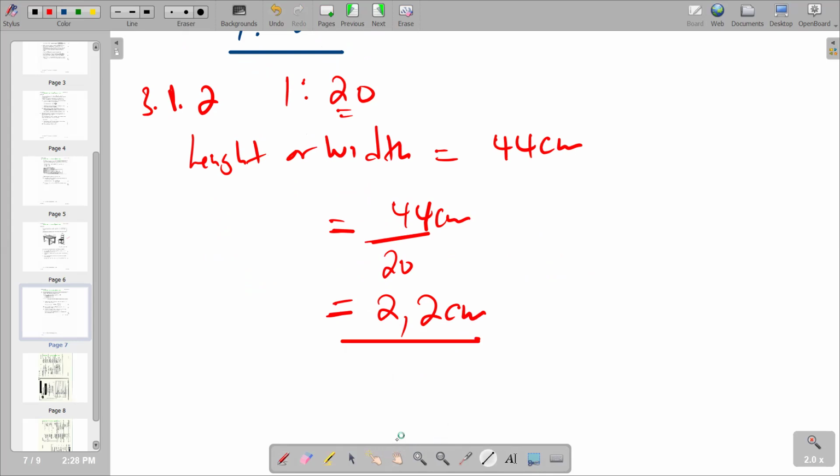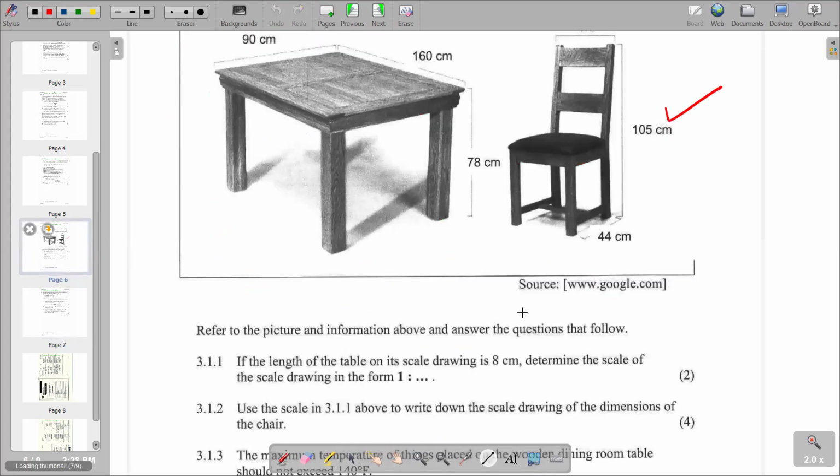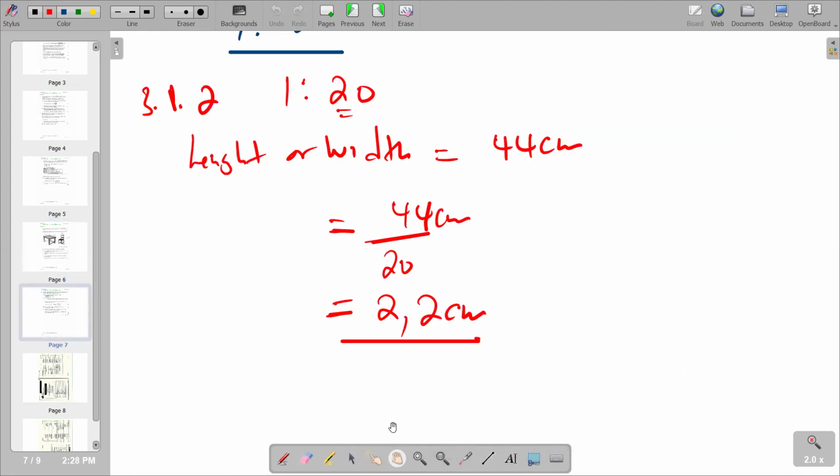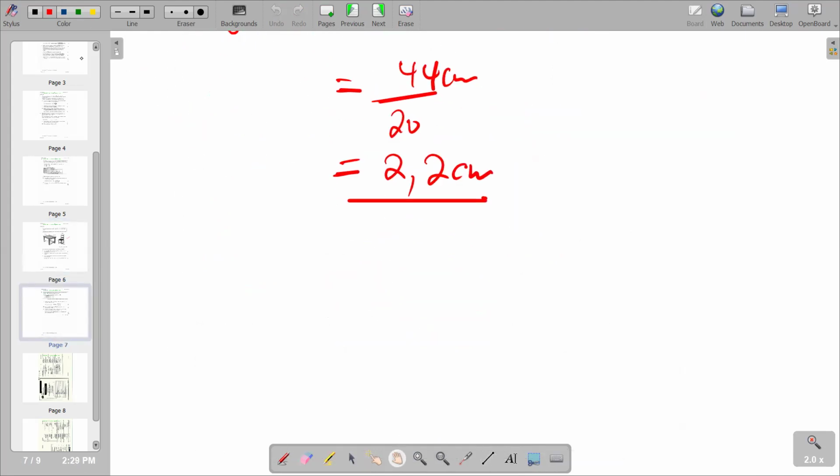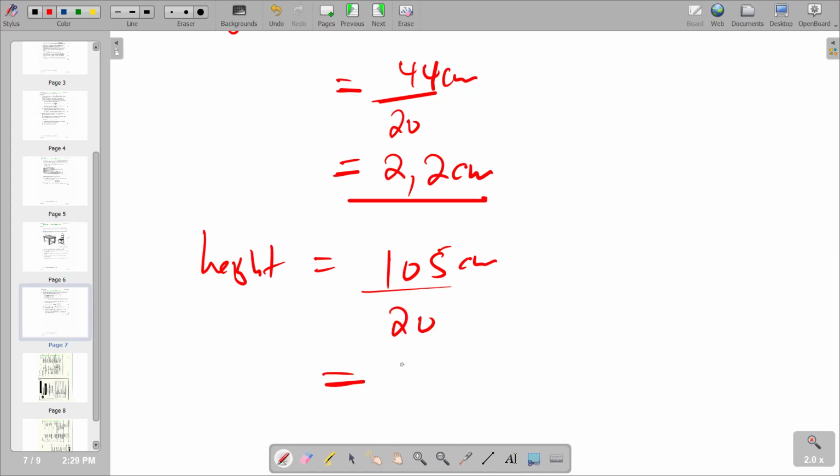And then we now check in terms of the height, which is given as 105 centimeters. So in that way, we indicate it as such, whereby we are saying now height. Then we divide again by 20. And what do we get? You're going to get 5.25 centimeters. So this is what we have.